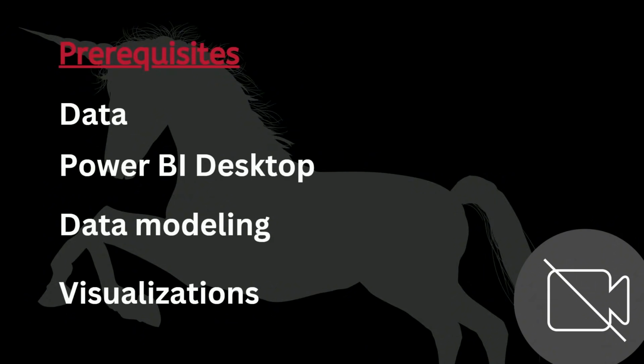Third one, data modeling. Data modeling is the process of designing the structure of your data to make it easier to analyze and visualize. In Power BI, you create a data model by importing your data and defining relationships between tables. You should have a basic understanding of these concepts to create an effective data model. Fourth one is visualization. Power BI provides a wide range of visualizations including charts, graphs, tables, and maps. So you should have a basic understanding of these visualizations and how to use them to convey your message effectively.